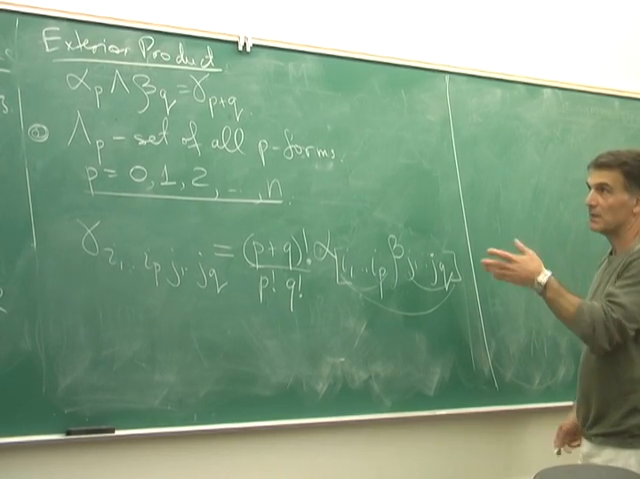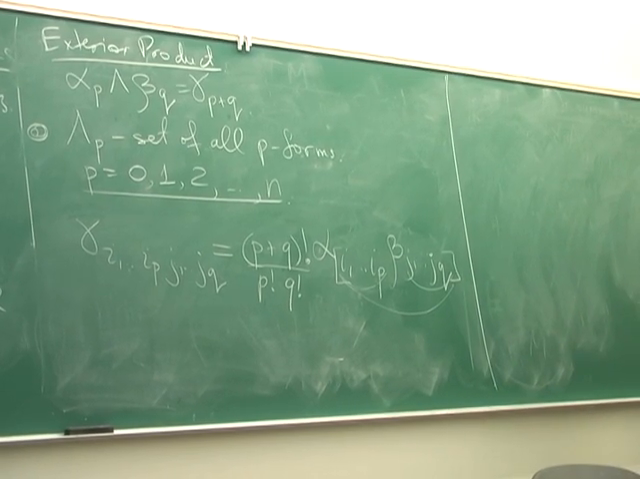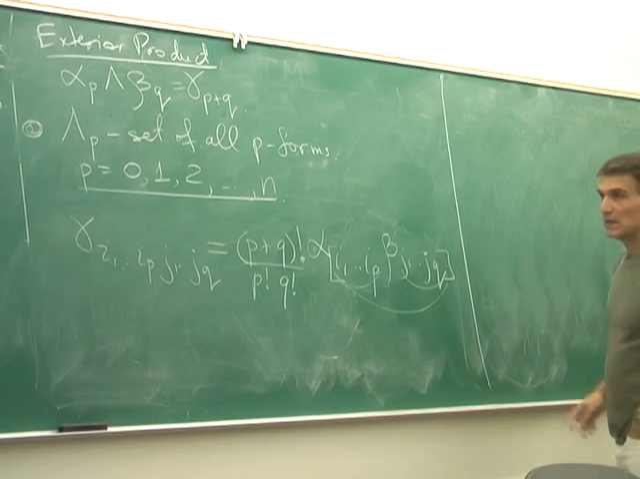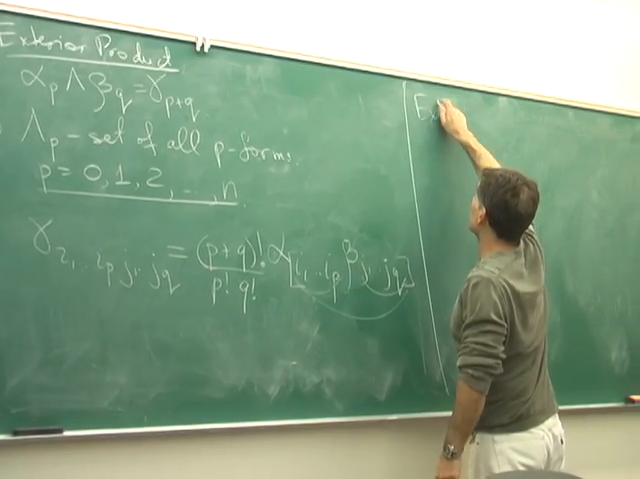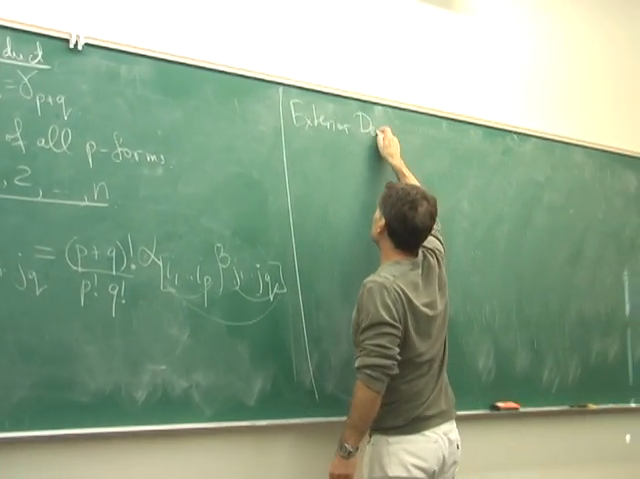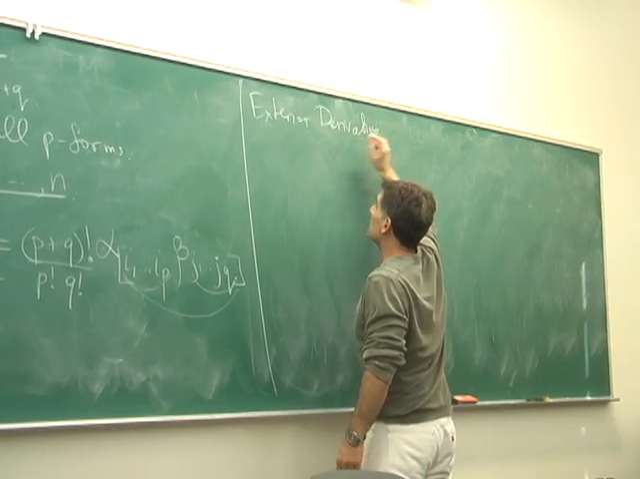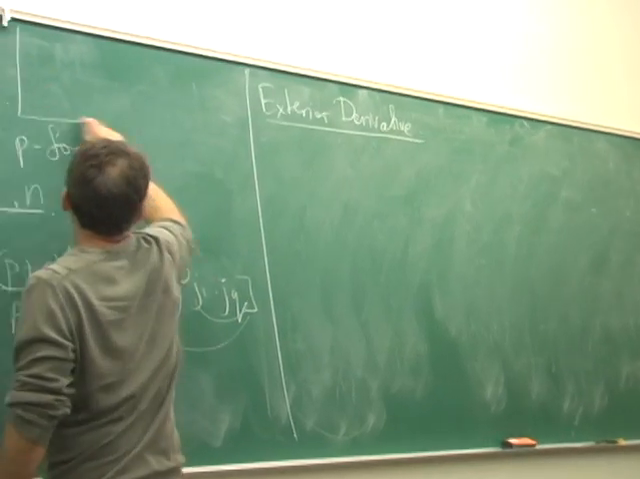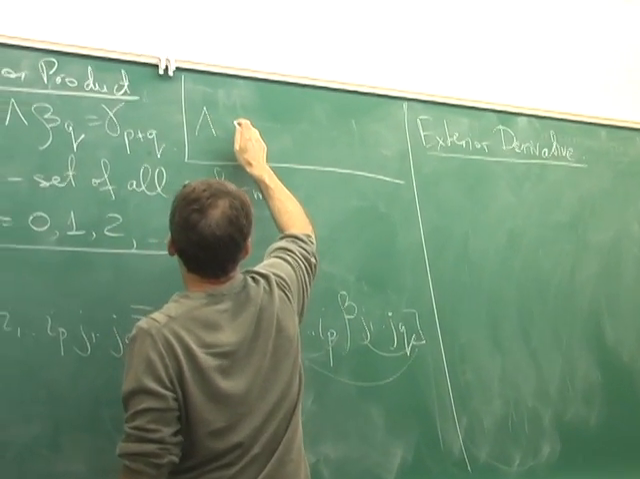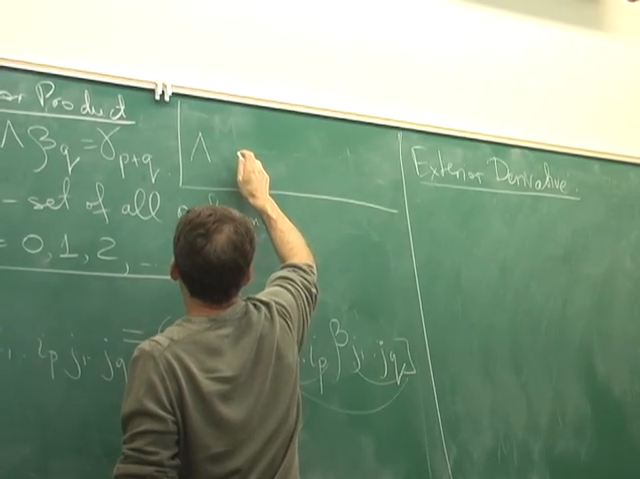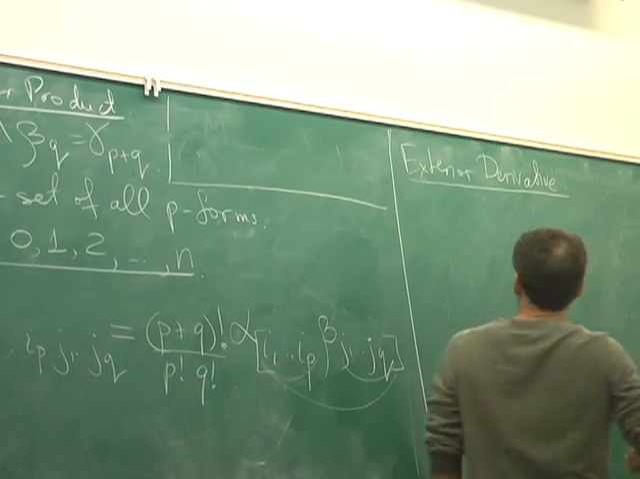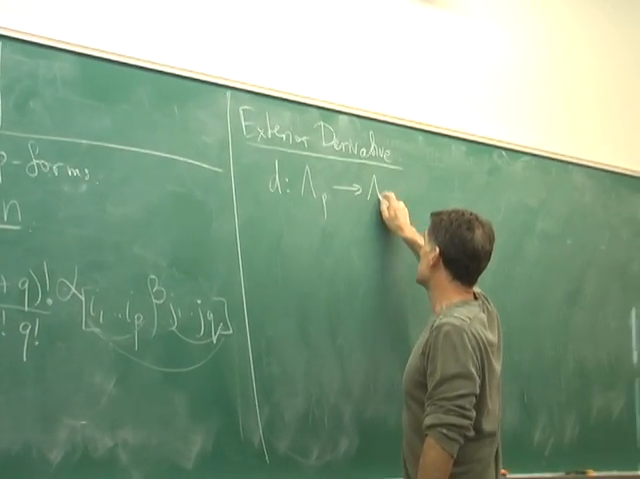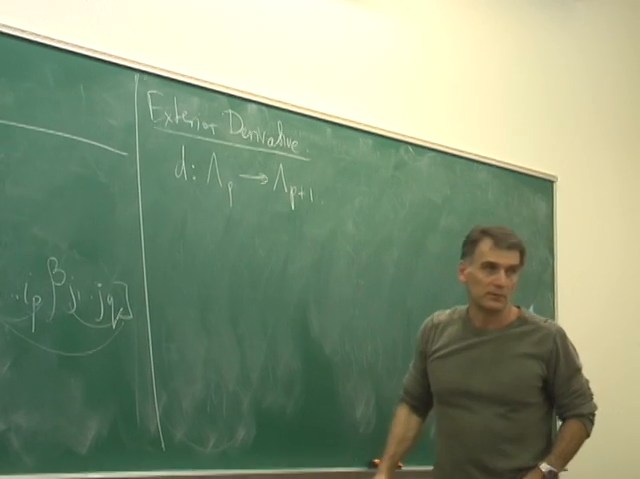Exterior product. So far we only did algebra. Exterior derivative, of course, that's a derivative, not a product. So that's a kind of analysis. So what is the exterior derivative? It takes a p form and maps it to a p plus 1 form.